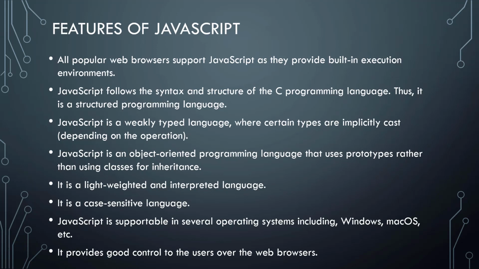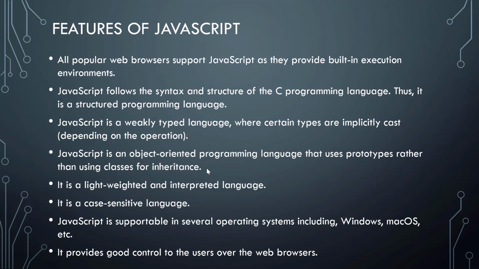JavaScript is an object-oriented language that uses prototypes rather than classes for inheritance. So we are not using classes like the Java programming language. It's a different concept of inheritance, which is not yet discussed right now. Inheritance means utilizing the code of one class in another class.